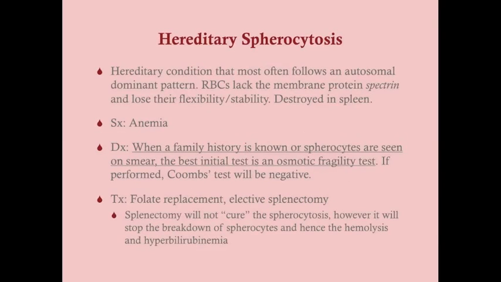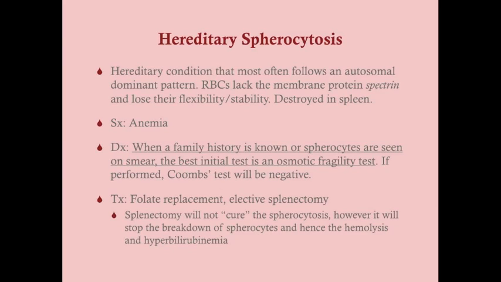Okay, hereditary spherocytosis. So this is a hereditary condition, as noted in the name, and it follows an autosomal dominant pattern. However, some lines have followed an autosomal recessive pattern, but most often it's an autosomal dominant disease. So you will have a family history that's easy to trace, because you can't get an autosomal dominant disease without one of your parents having it.